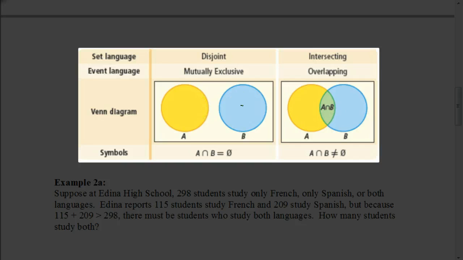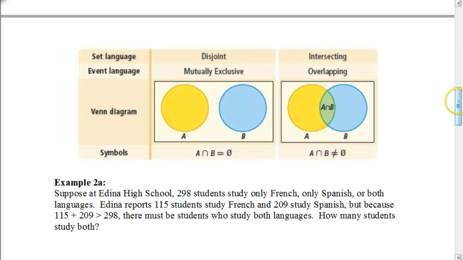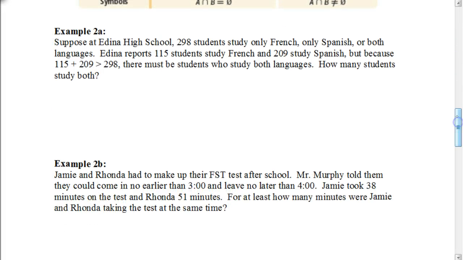But there are situations where we have events A and B where there is going to be some overlap, in which case that overlap section is referred to as A intersection B. Let's look at some examples now.